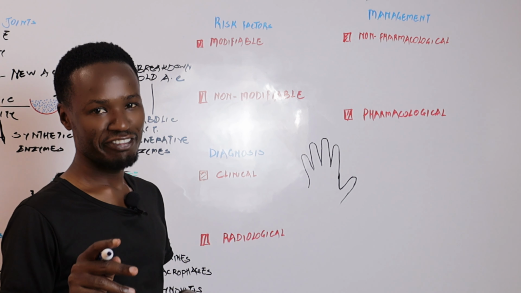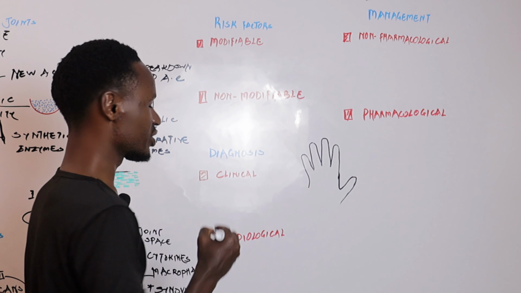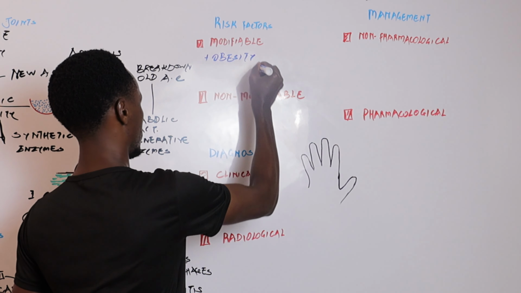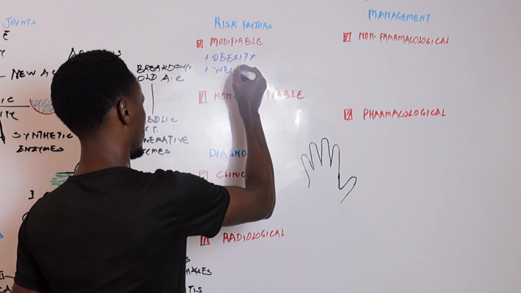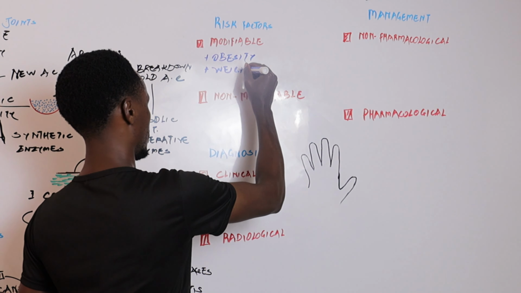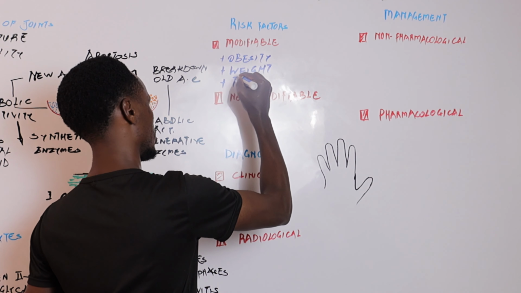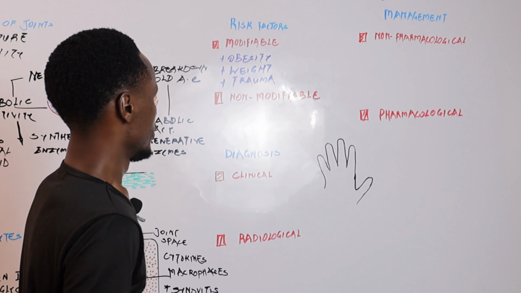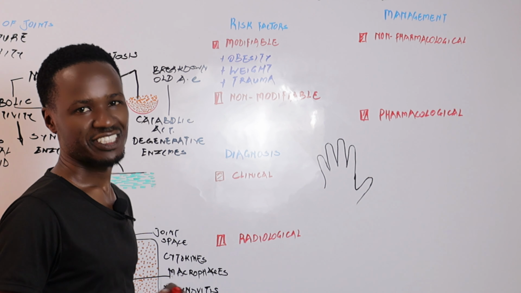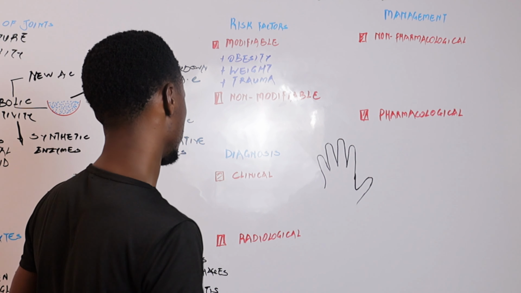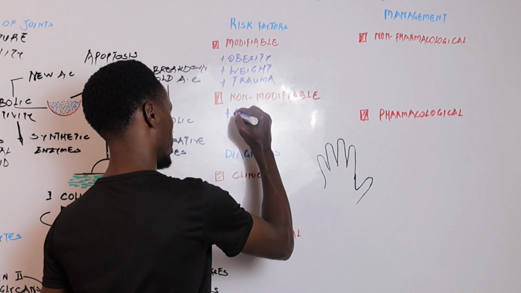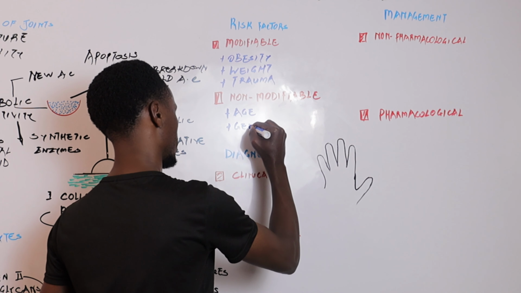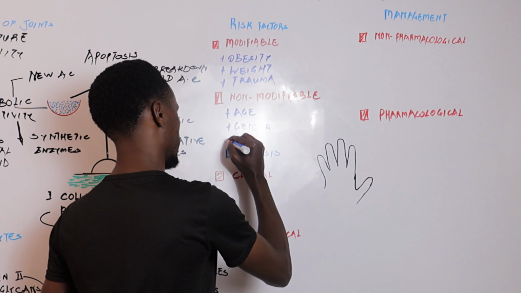Well, for modifiable factors, we are talking about something like obesity, weight, and we also have got trauma. For non-modifiable factors that cannot be corrected, we are talking about things like age, gender, and genetics.